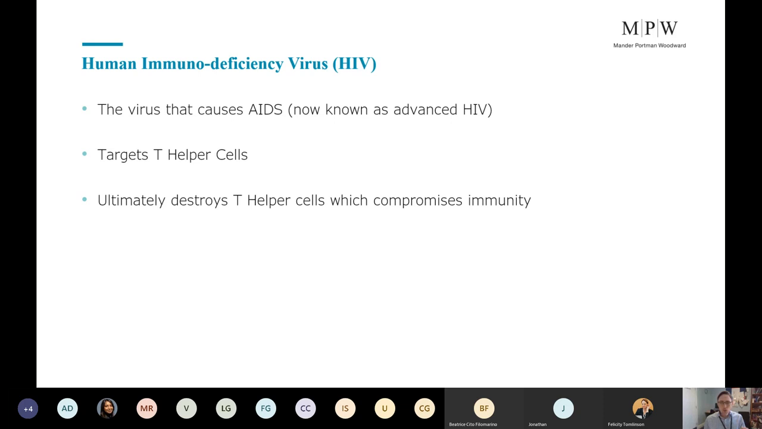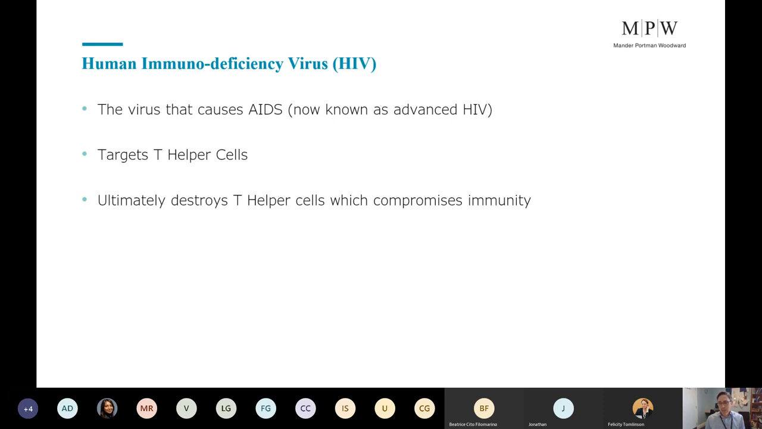What's special about HIV is that it targets a particular type of cell in our immune system, what's known as a T helper cell. T helper cells are produced in the thymus gland. They're a type of lymphocyte, so a specific white blood cell. And what the HIV virus does is infect and destroy T helper cells.